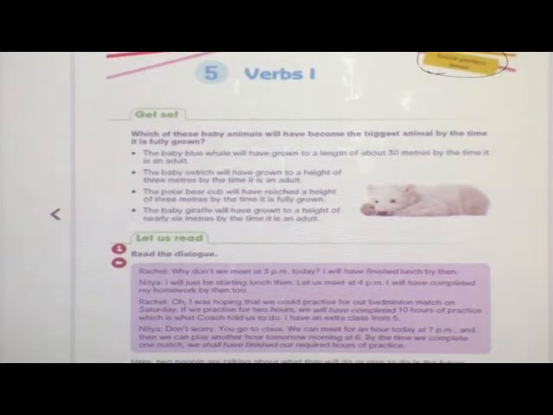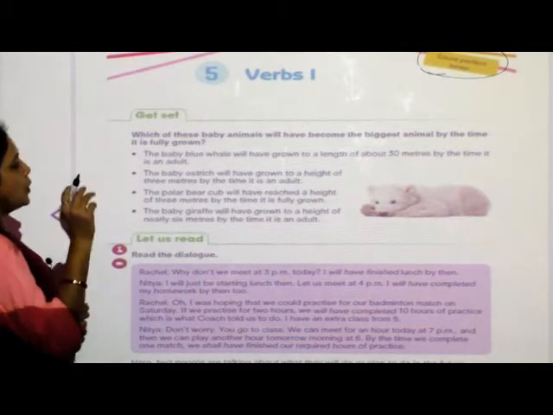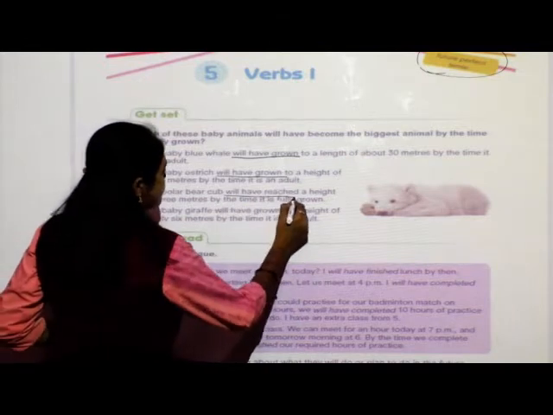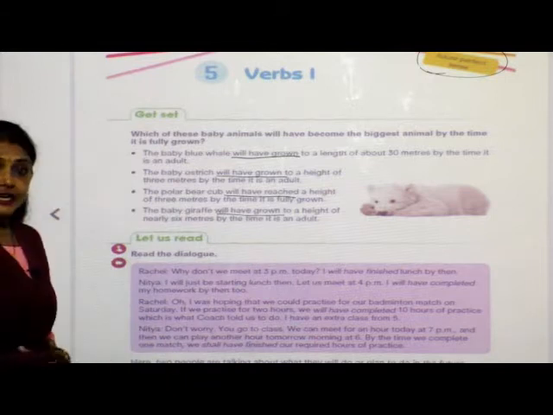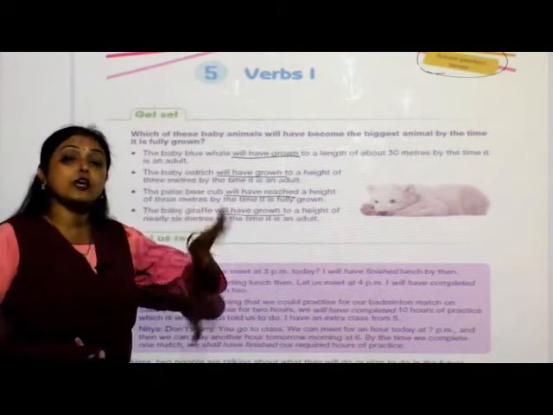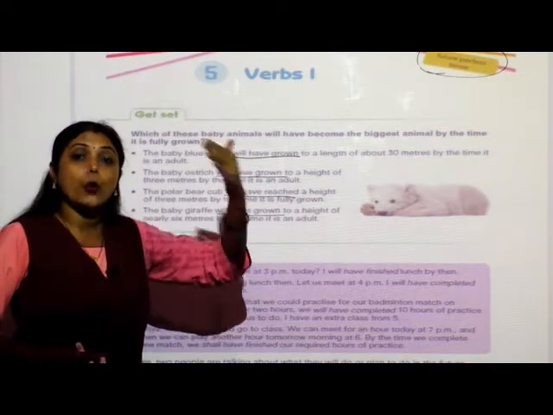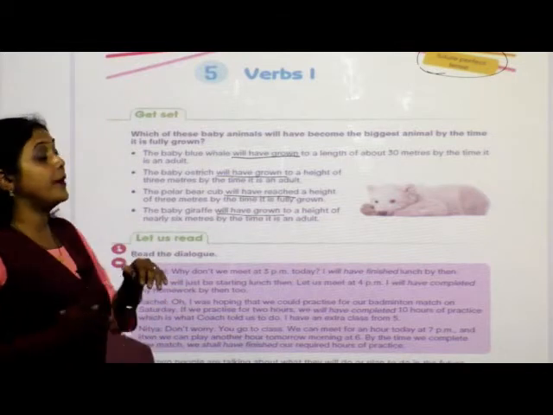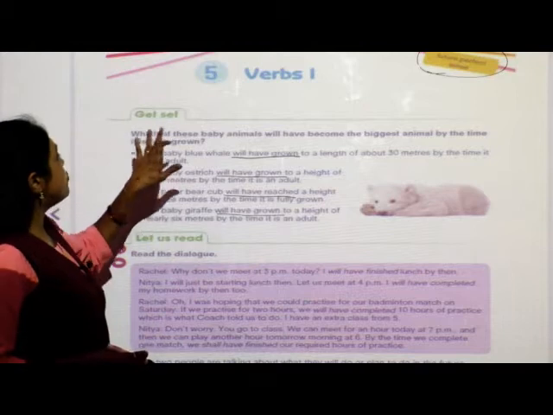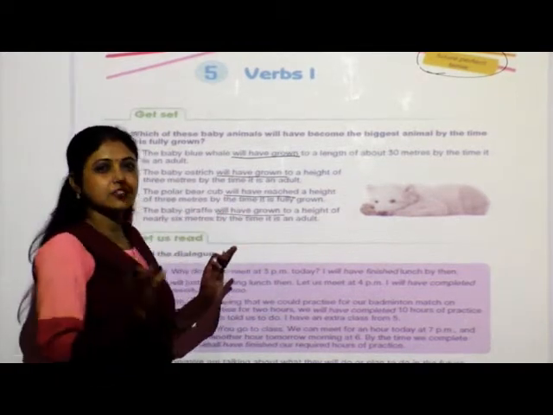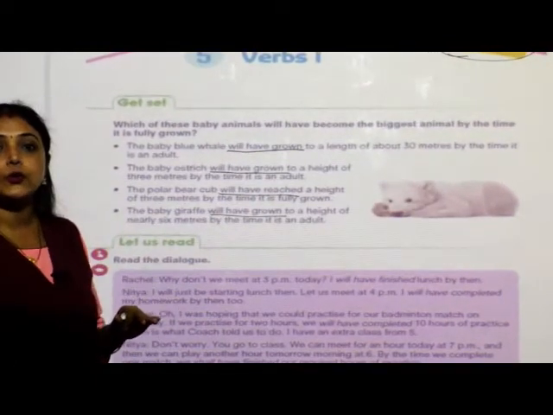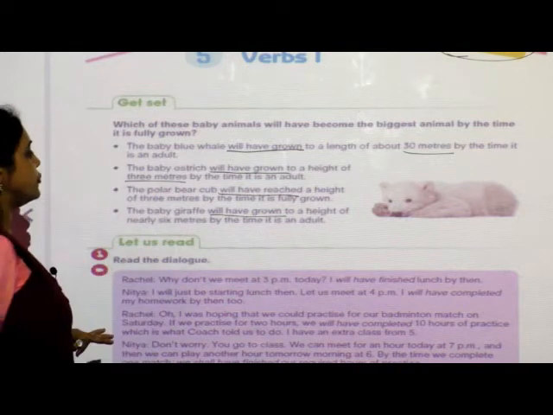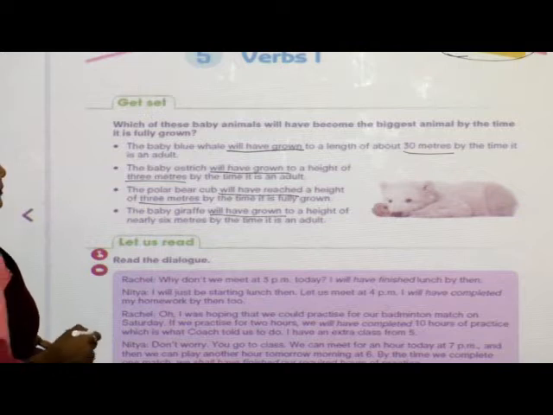Now, in these sentences, you all must have noticed one thing: will have grown, will have grown, will have reached, will have grown. These sentences are talking about the future. They are telling us something that is going to happen. If the baby blue whale is small now, in future how big will that baby whale be? So we have to answer the question. Here, students, this is just to introduce the future tense. The baby whale will be 30 meters, the baby ostrich will become 3 meters, the polar bear will be 3 meters, the baby giraffe will be 6 meters.